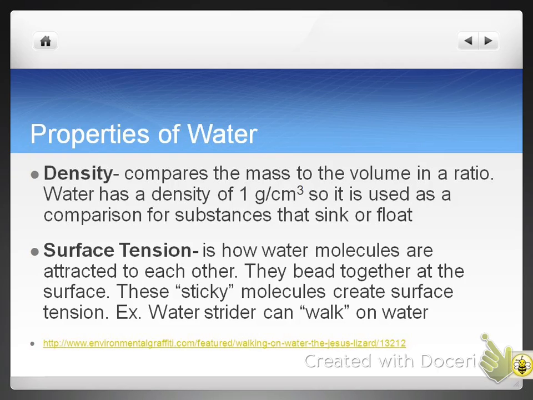The design of his feet and his speed, he is able to glide across and barely break the surface, and so he doesn't sink there. He appears to walk on the water. And you're going to do one of the demos. You're going to get to play around with that idea.